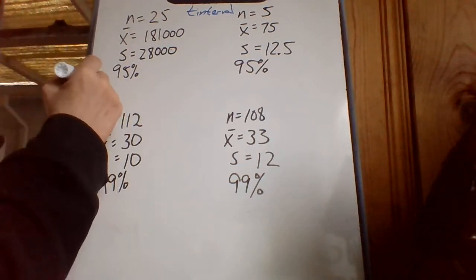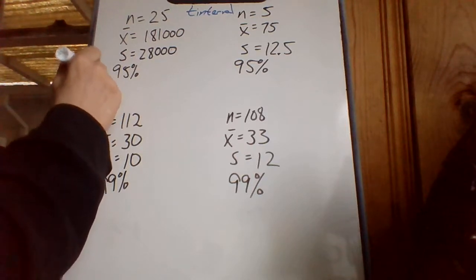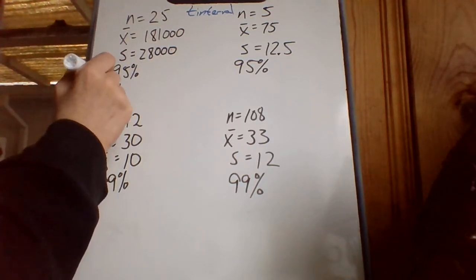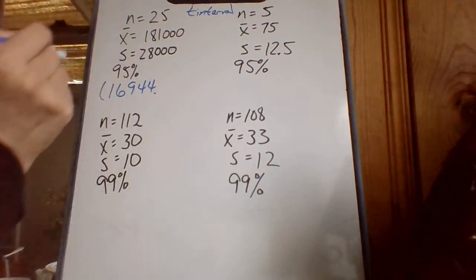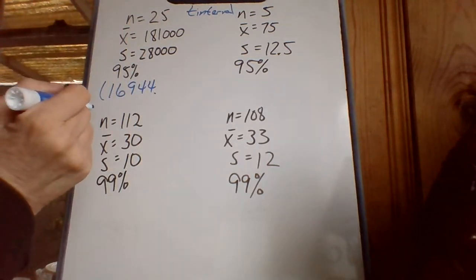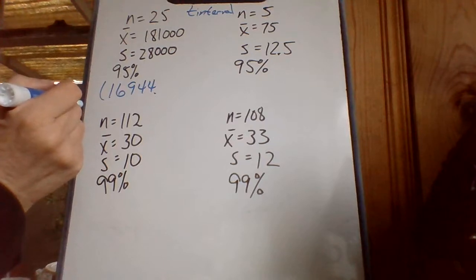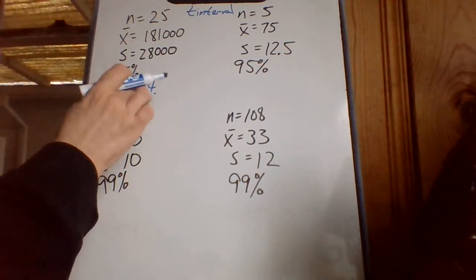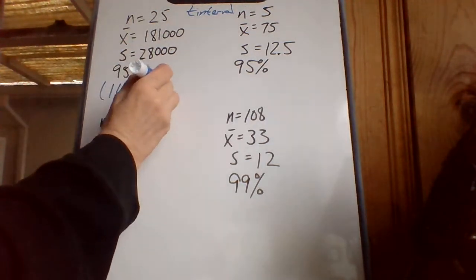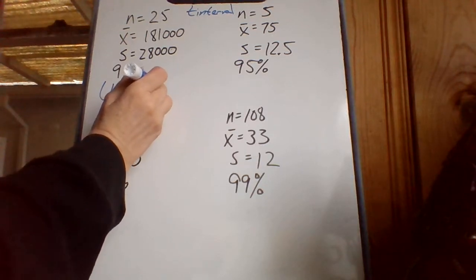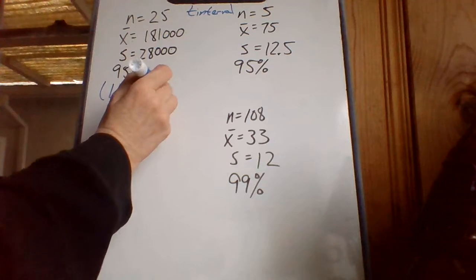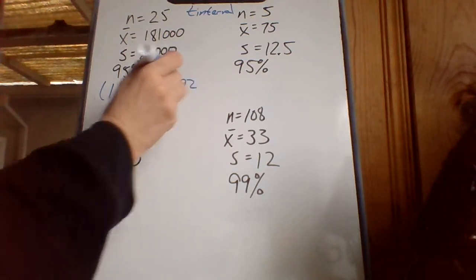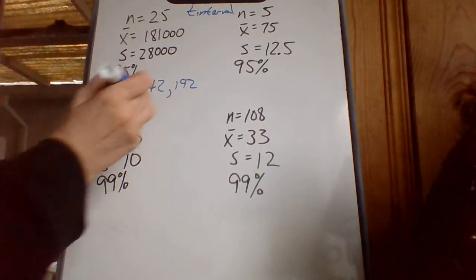So it gives me an interval, so I write that on my paper. 169,442, comma, 192,558.